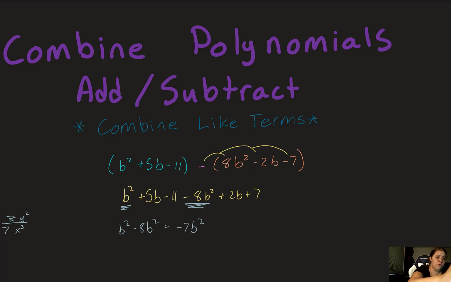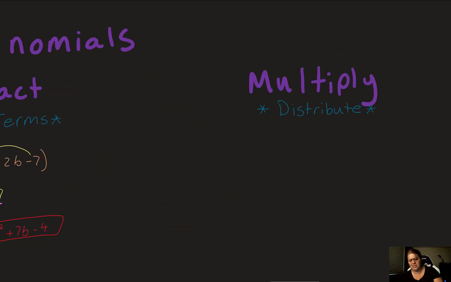You do not have to go through and show all of this level of work. I just am because it's a habit. So that would give me 7b, and this guy with this guy, negative 11 plus 7 would be negative 4. So my final answer is negative 7b squared plus 7b minus 4. Combining like terms, easy peasy.